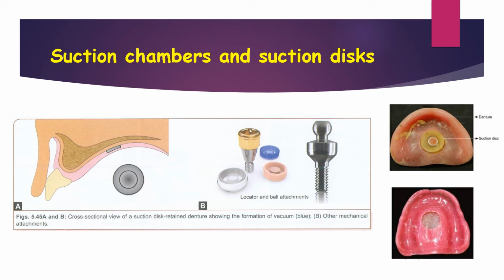In the past, the suction chambers in the maxillary dentures were used to aid in retention. The suction chamber creates an area of negative pressure which increases the retention. They are avoided due to their potential for creating palatal hyperplasia. So this is the cross-sectional view of suction disc retained denture showing the formation of vacuum. And other mechanical attachments. And this is the suction disc and this is the suction chamber.